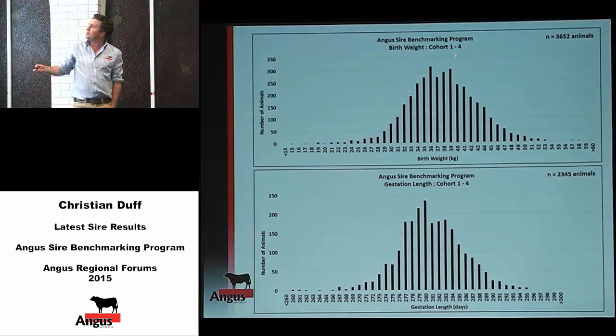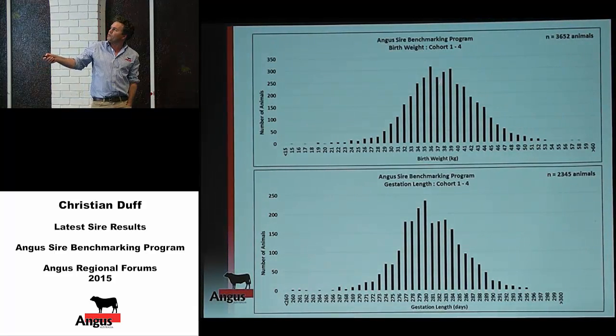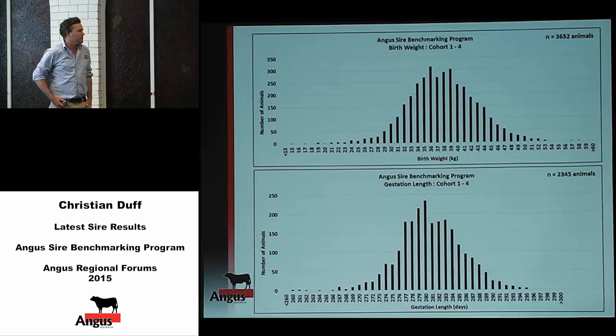If you look at this, across cohort 1 to 4, this is the spread, and it follows that nice bell curve we all talk about, the spread we're seeing in birth weights. You can see the variation we're seeing when we look across a whole lot of cohorts, from quite light ones down here, to quite heavy ones up here. But most of them average around 37 or 38 kilograms. The data set we're getting is on about 3,500 animals, or a bit more, close to 4,000.